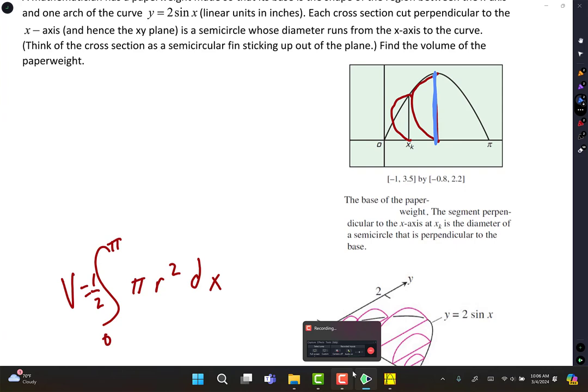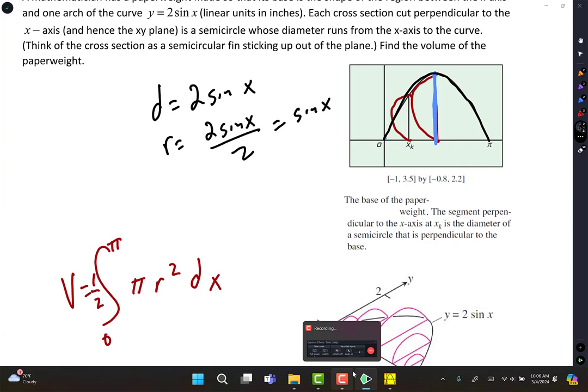Does that make sense? Well, that curve is dictated. What is this curve right here? Yeah, 2 sine x. So that's your diameter. So I'm going to say diameter equals 2 sine x. But I don't want diameter. I want what again? So the radius is equal to what? Sine x. So I'm going to write it here, 2 sine x divided by 2. So you guys can see that we just got sine x.